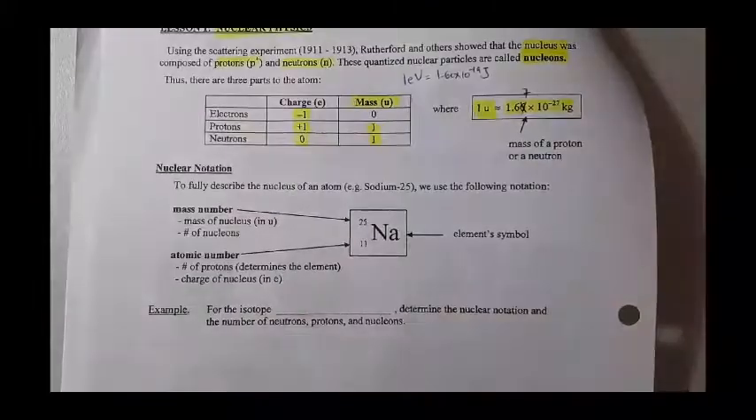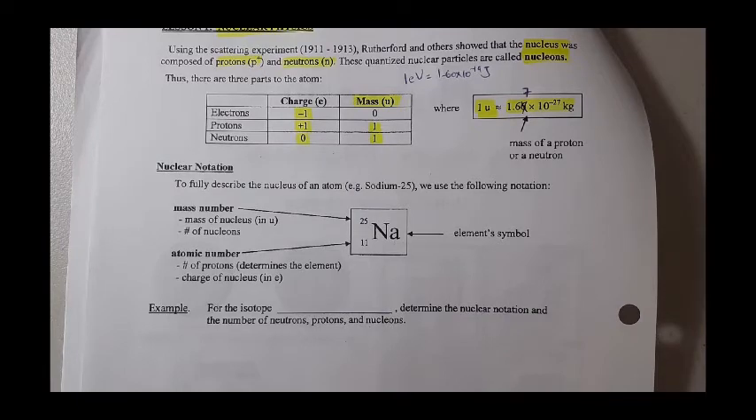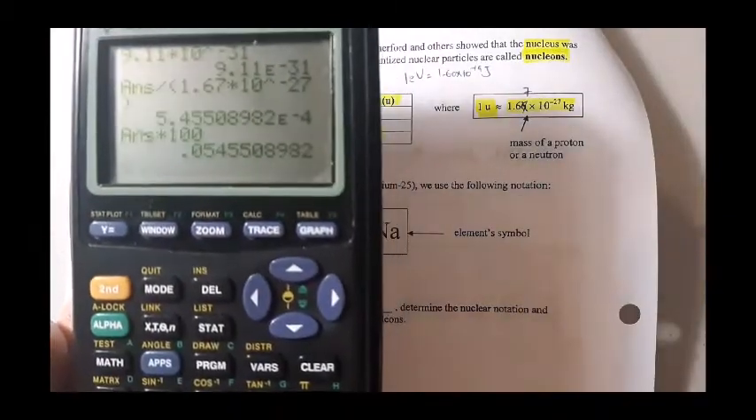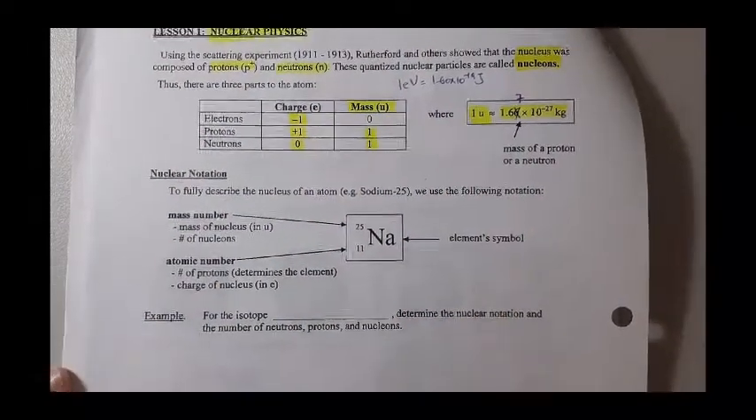If you want to find out the ratio, why don't we just do it? 9.11 times 10 to the power of negative 31 divided by 1.67 times 10 to the power of negative 27, times 100. It's about 0.05% of 1 U. So that's why.